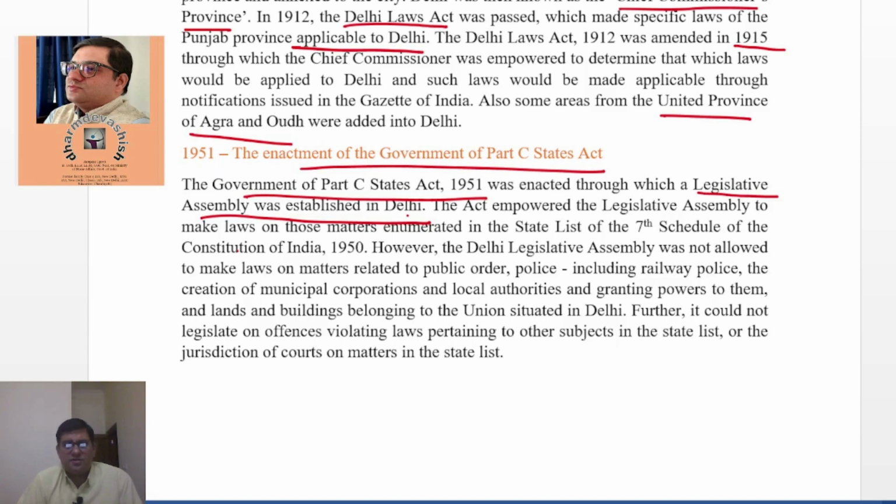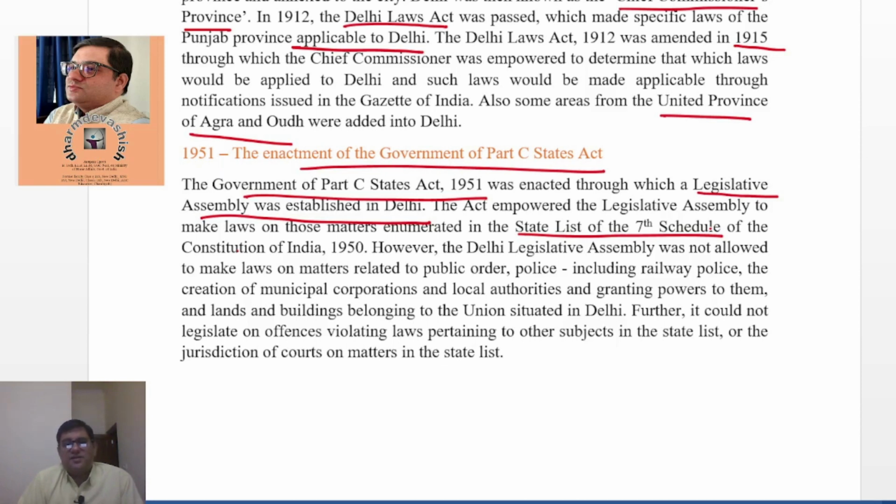Now, what were the powers of this legislative assembly, which was established in Delhi under the terms of this Part C States Act 1951? The Delhi Legislative Assembly had the powers to make laws on matters that are enumerated in the state list of the 7th schedule, meaning thereby the Delhi Assembly had the functional domain over the state list of the 7th schedule.